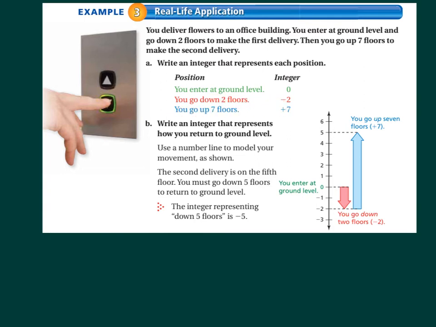So again, they wrote that out there, and then it says write an integer that represents how you return to ground level. Well, if I'm starting here and I go down 2 and then up 7, I'm not clear up to the 7th floor. I started at negative 2 and went up to 7, so I'm only at 5. So to get back to ground level, I would have to go down 5. So that's how they got their answer there, negative 5.